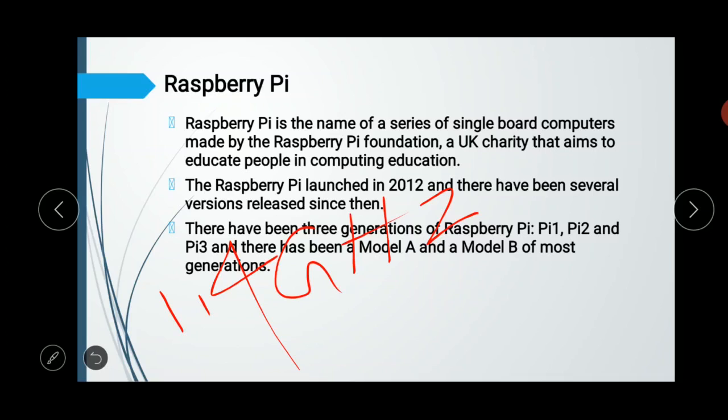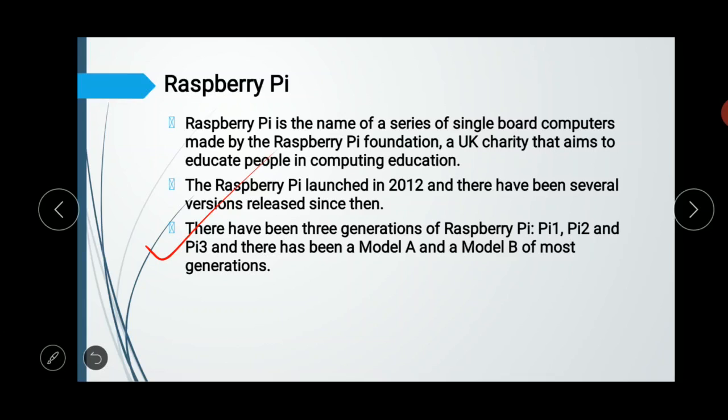There have been 3 generations of Raspberry Pi, that is Pi 1, Pi 2 and Pi 3. And there has been a Model A and a Model B of most generations. Model A is a cheaper variant and tends to have reduced RAM and ports like USB and Ethernet. The Pi 0 is a spin-off of the original generation, made even smaller and cheaper.